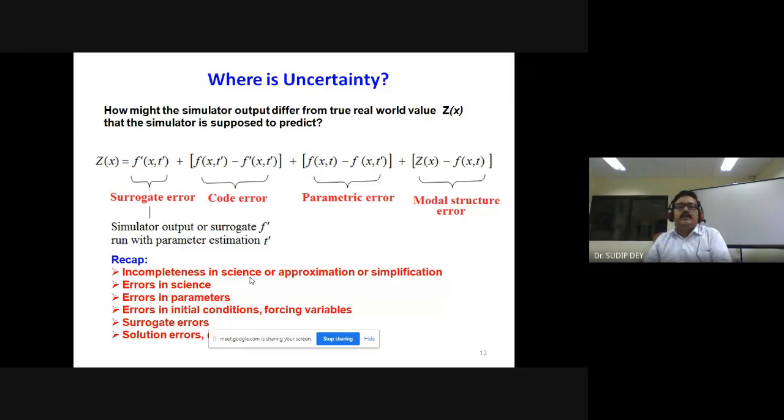Now let us talk about where the uncertainty will come. The uncertainty is how the simulator output might differ from the true real world value that the simulator is supposed to predict. Now, there is always a real value and there may be some simulated value. The real value, Zx, is nothing but the summation of the surrogate error, code error, parametric error, and model structure errors also.